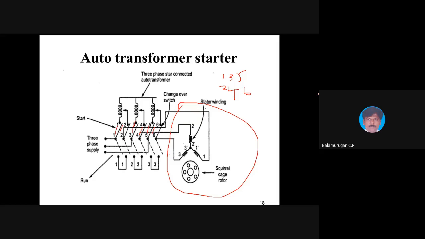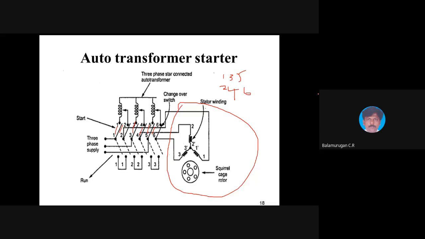Once you close the TPST switch, full supply voltage will be fed to the winding. Based on the position of the variac, the voltage will be reduced in ratio to the number of turns, and that will be given to the stator winding.